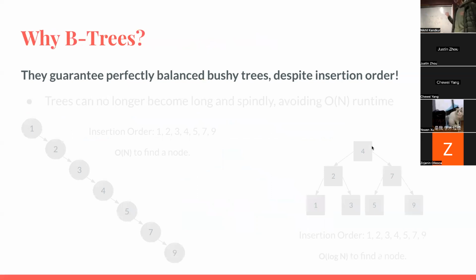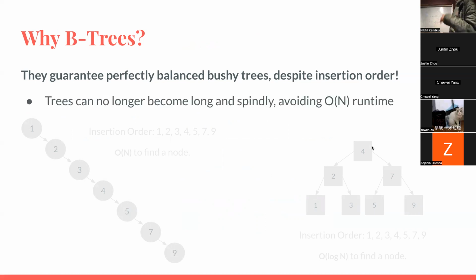Okay, so why do we even care about B trees? What's the big gist? Who cares about this? Well, if we use B trees, it doesn't matter what type of insertion order we use. Essentially, it guarantees perfectly balanced trees, right? So in the BST example, we had this tree, we're inserting 1, 2, 3, 4, 5, 7, 9. We get this really long spindly tree, and we get the worst case scenario, where we take n hops to get to the leaf node.